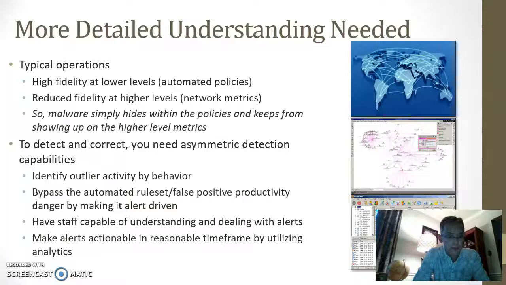That means that whatever they're trying to do, they have some targeted approach that they're going to take. If you basically can tell their very presence, regardless of the approach they're taking, then that's asymmetric. That's something they necessarily can't deal with, so they'll have to come up with something else. You bypass that automated rule set and that false positive danger by making it alert driven, right? And you also want to have a staff that's capable of understanding and dealing with alerts.